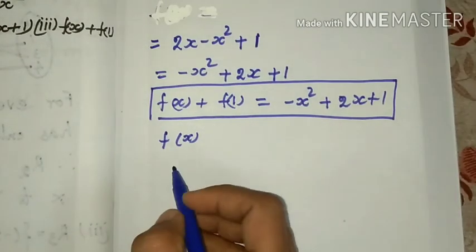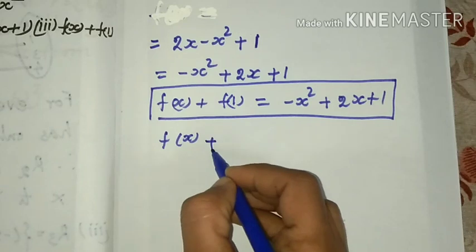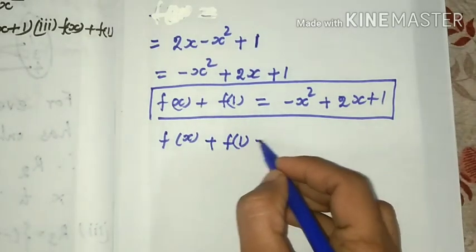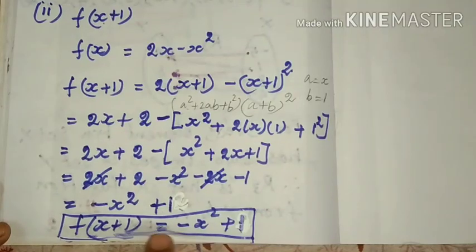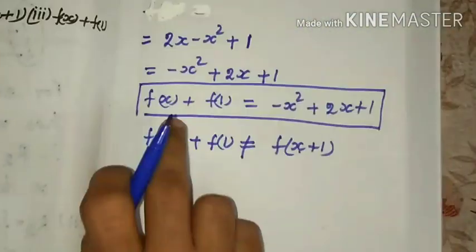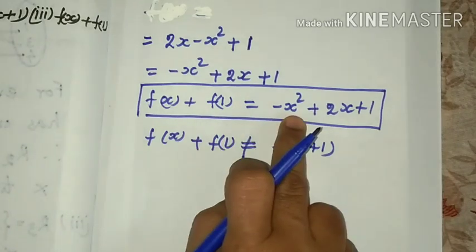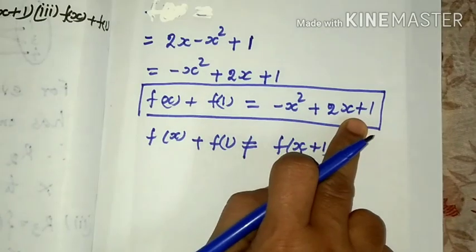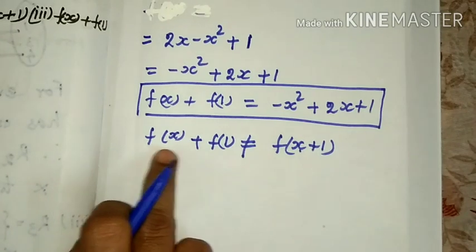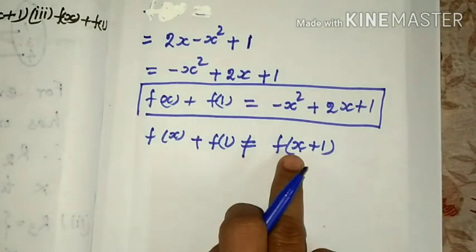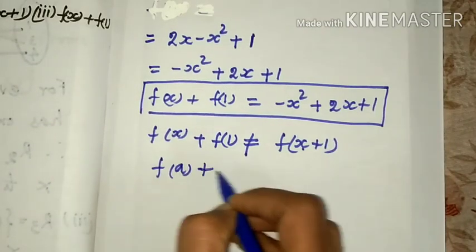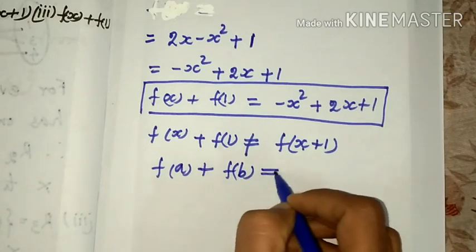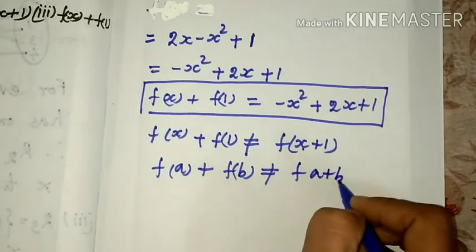From this we know that f of x plus f of 1 not equal to f of x plus 1. See here, f of x plus 1 equal to minus x square plus 1. F of x plus f of 1 is equal to minus x square plus 2x plus 1. So, f of x plus f of 1 not equal to f of x plus 1, which means f of a plus f of b not equal to f of a plus b.